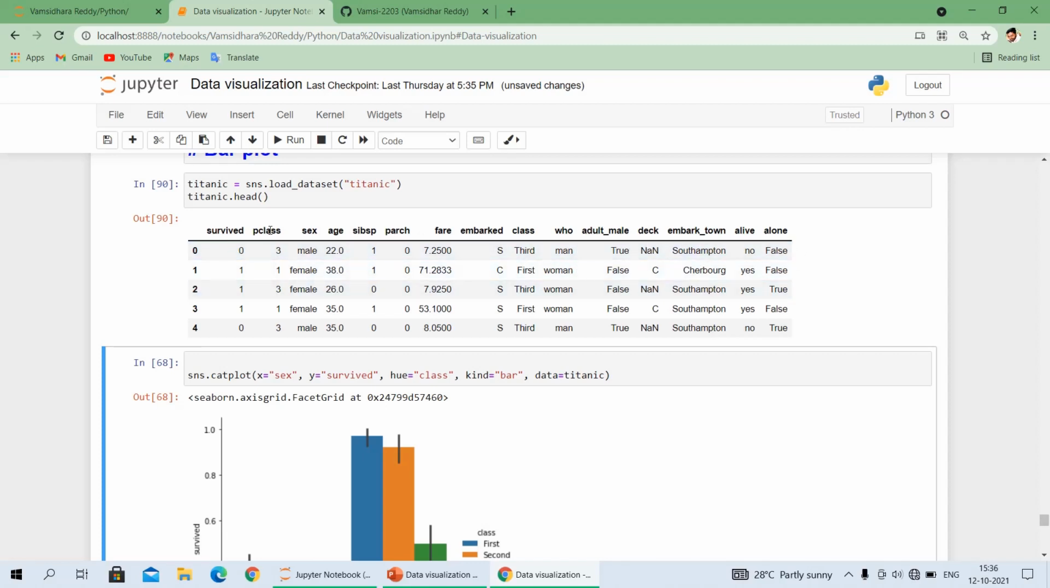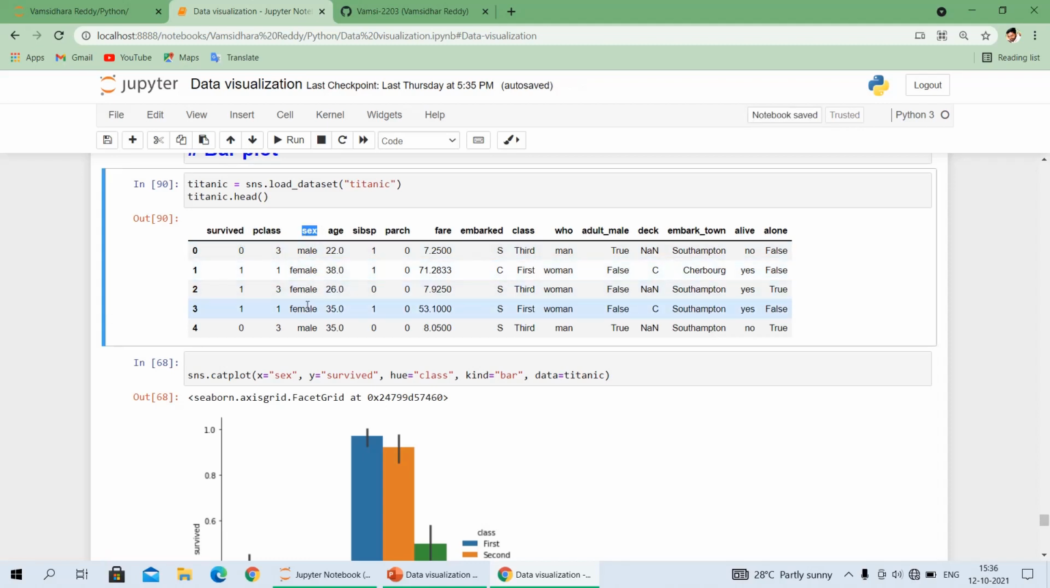We are taking the x-axis as sex. We want to know how many males and females are in class A, class B, and class C. Survived is the dependent variable, and these are all independent variables.